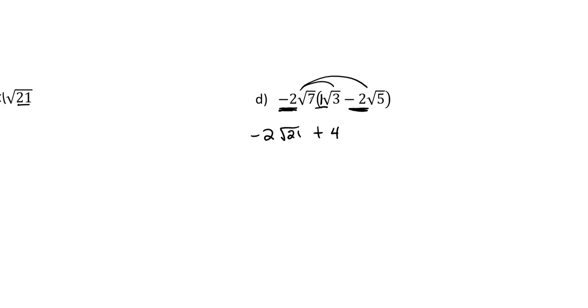And now I have root 7 times root 5. This would be root 35. Again, we want to be on guard here to maybe collect any like terms if it turns into like terms, or just simplify if we can. But there's no perfect squares that go into 21 or into 35, so we're done there.